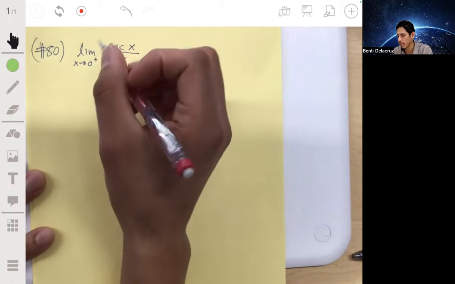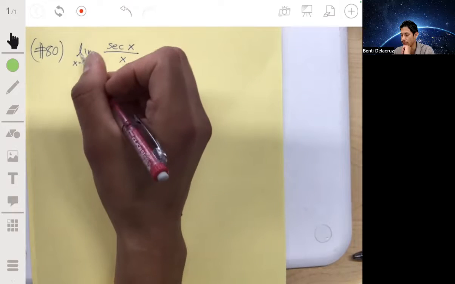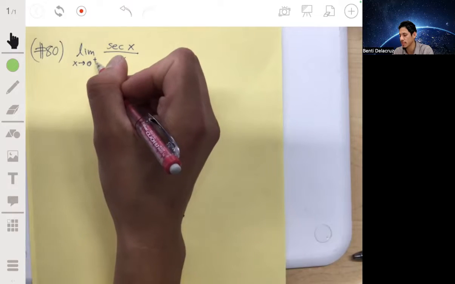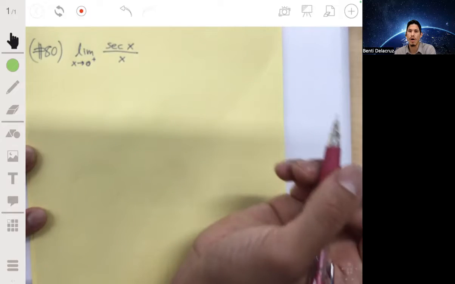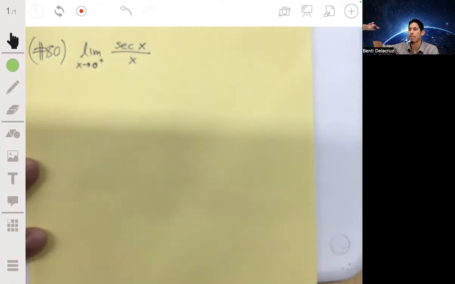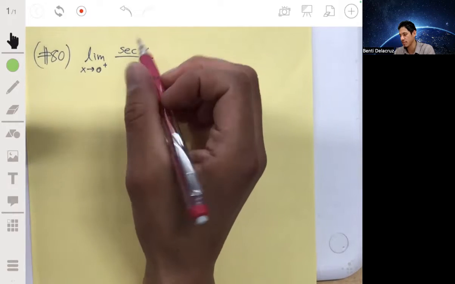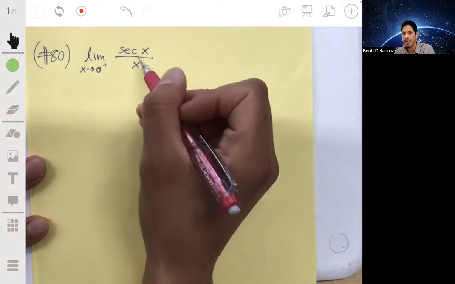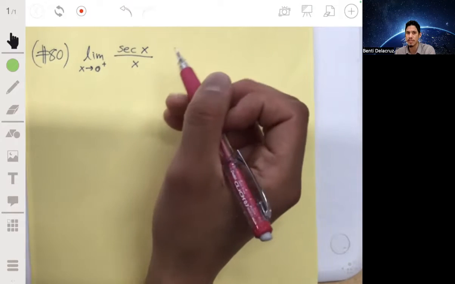All right, so in this problem, we're trying to find the one-sided limit of this function. We have the limit as x approaches 0 from the positive side of the secant of x over x. One thing you always want to keep in mind when dealing with limits, even one-sided limits, is to first check to see if you can just plug the number in. If you can, then you're pretty much done. Whatever number you get is your answer.